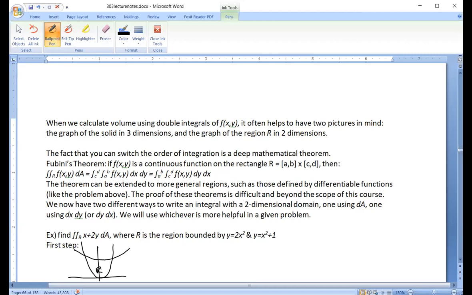Okay. So as we saw in the previous case, we now have a choice to make. The choice is which way do we want to set the integral? Dx dy or dy dx? So we have to make a choice. So what do those choices look like?